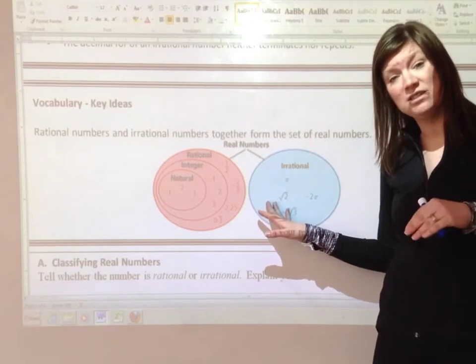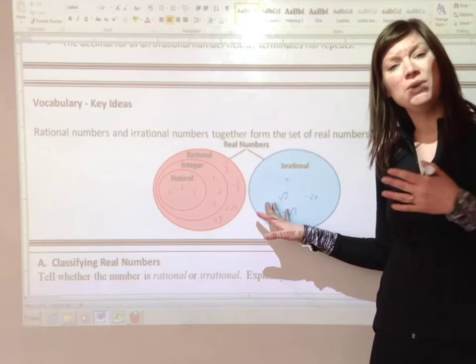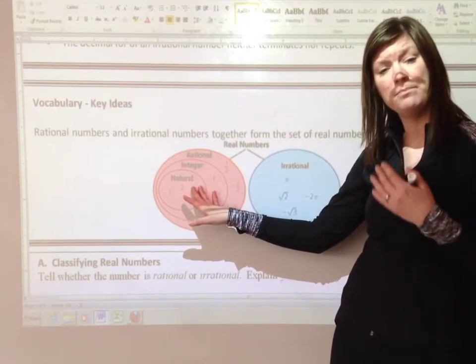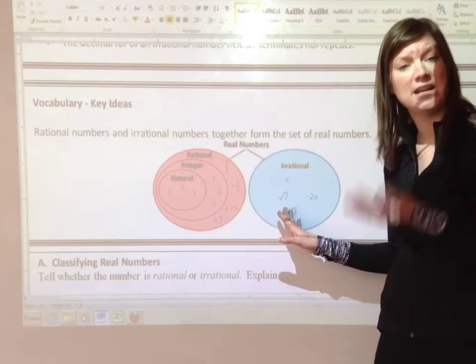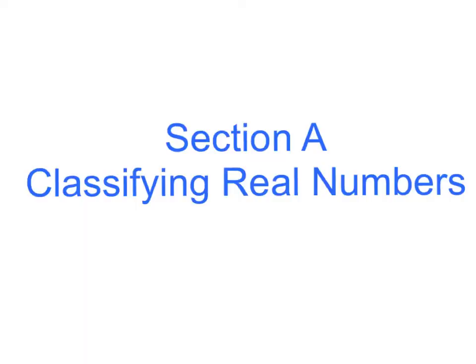And the first key tool for our checkpoint is to make sure that we can categorize numbers. When we look at a number, is it going to fall into the rational bubble of real numbers, or is it going to fall into the irrational bubble? That's what the next activity will be. Section A, classifying real numbers. Here's the application of the vocabulary that you just learned.